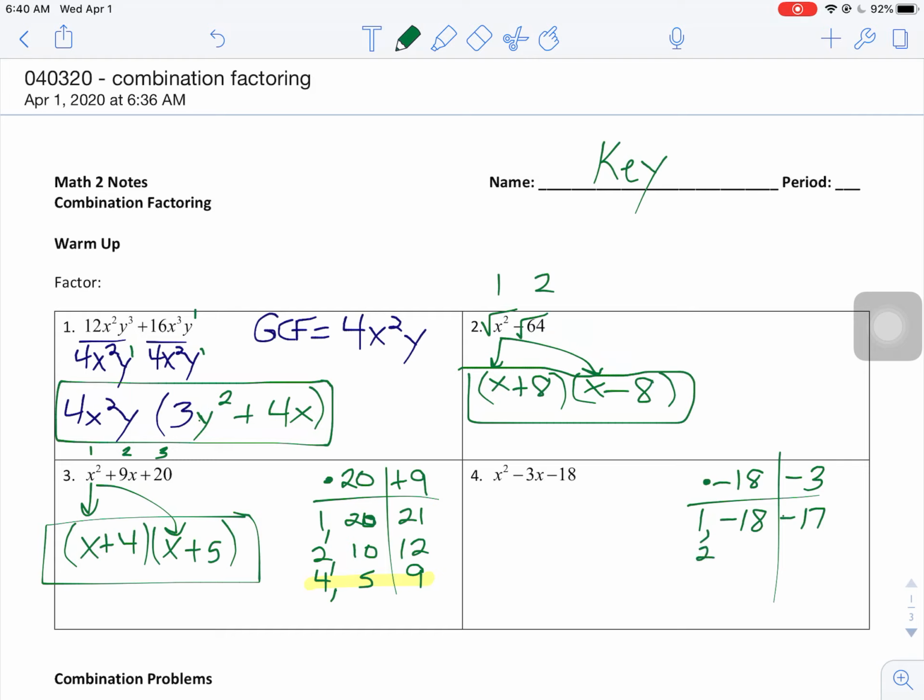That doesn't work, so let me try 2. 18 divided by 2 is 9. Put the negative sign on the bigger number. 2 plus negative 9 is negative 7, so that still doesn't work. Let me try 3. 18 divided by 3 is 6. Put the negative on the bigger number. 3 plus negative 6 is negative 3. There we go. We found the numbers. So I come over to the side and get ready to write my answer. Remember, the x squared gets split into x and x, and then I use the 2 numbers that we found off to the right. So the 3 and the negative 6.